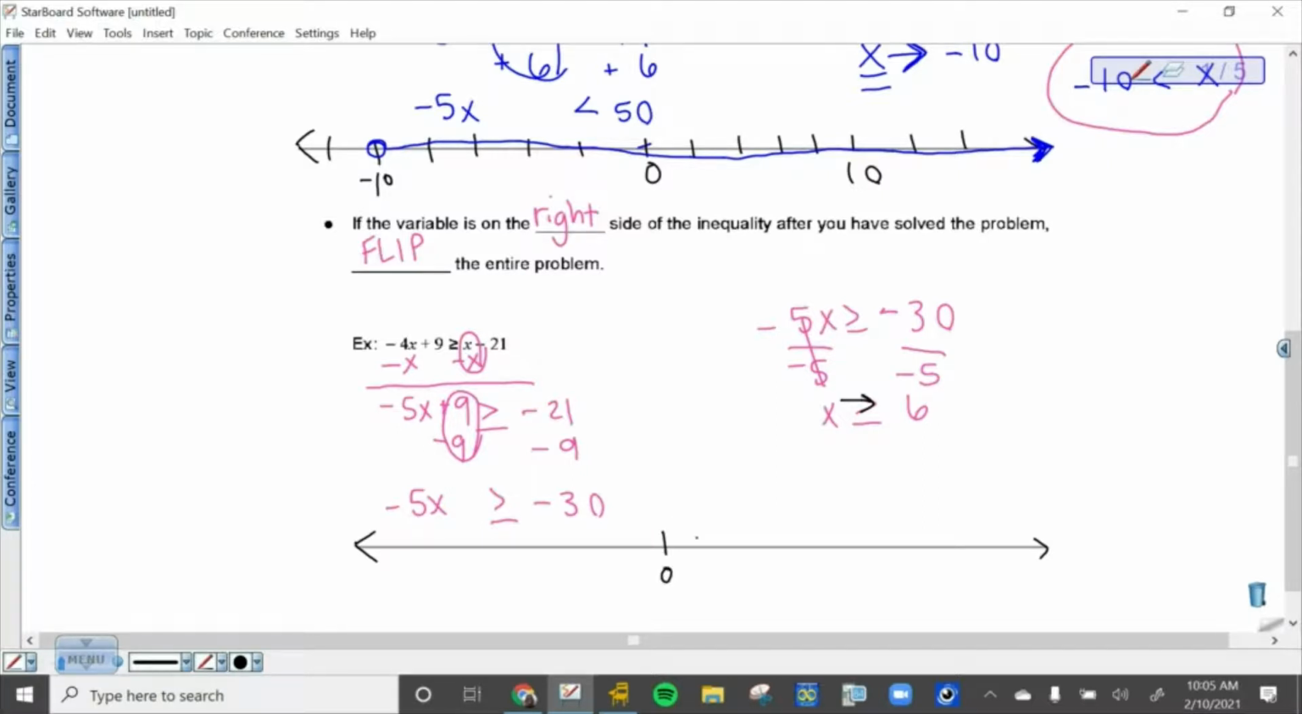So 1, 2, 3, 4, 5, 6, 7, 8. Where am I going to draw my circle? Yep. 1, 2, 3, 4, 5, 6. Is it going to be open or closed? Closed. And like I said, it's going to go to the right.